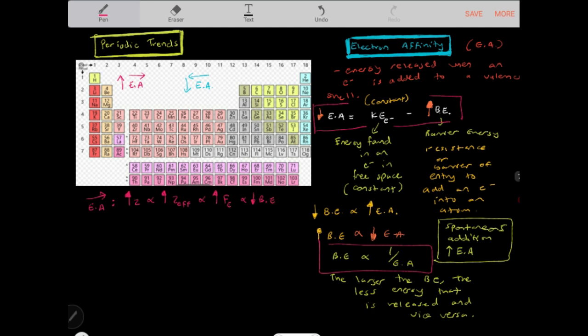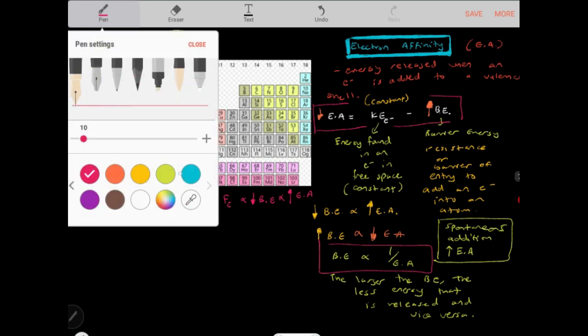If the barrier energy decreases, according to this equation, there's more energy released as electron affinity when an electron is added, because less of it is required to add that electron in, right? So you're just subtracting from the kinetic energy of the electron.